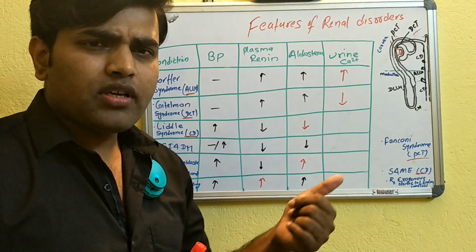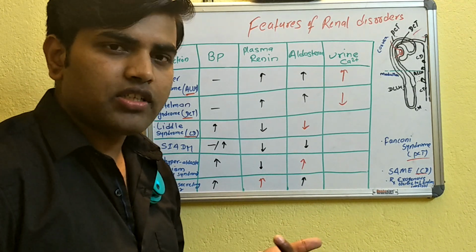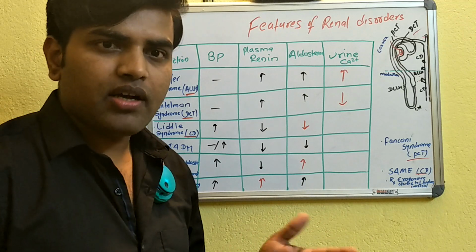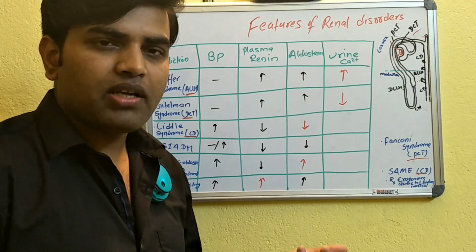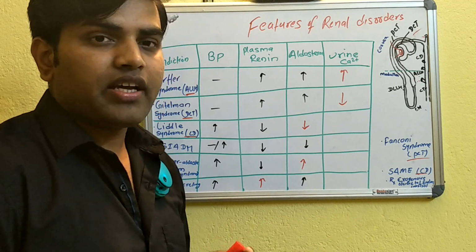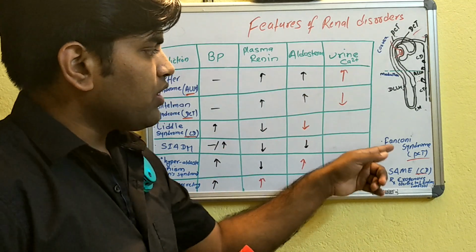Okay, the causes I have told you about: it may be genetic, like glycogen storage disease, Wilson disease, or maybe due to ischemia, multiple myeloma, or due to drugs like ifosfamide, cisplatin, expired tetracyclines. These are the causes for your Fanconi syndrome.